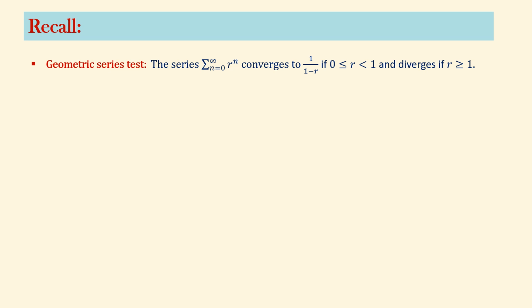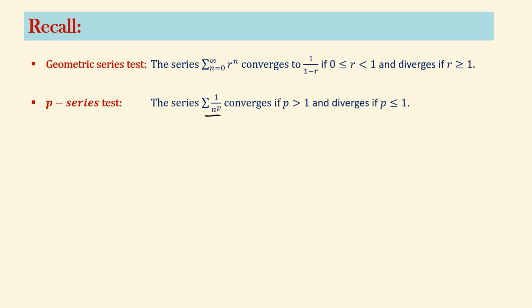The first test is the geometric series test. We know that the series summation r power n converges to 1 by 1 minus r if r lies between 0 and 1, including 0 and excluding 1, and diverges if r is greater than or equal to 1. The next test is the p series test. The p series is summation 1 by n power p. It converges if p is greater than 1 and diverges if p is less than or equal to 1.